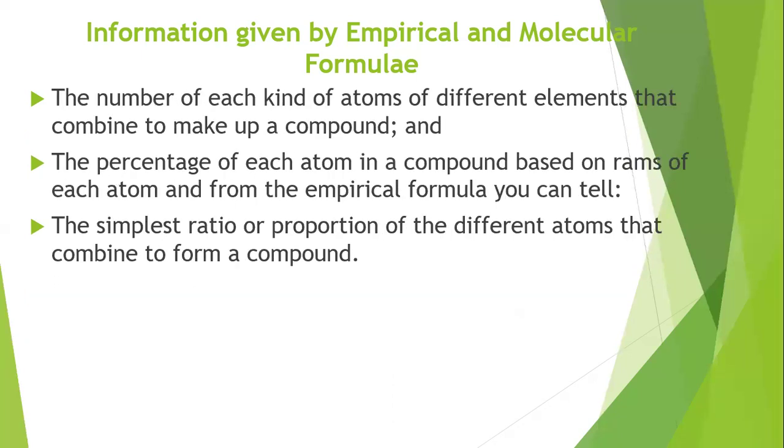Now, from the molecular formula you can tell the number of each of the atoms of different elements that combine to make up a compound and the percentage of each atom in a compound based on the masses of each atom, and from the empirical formula you can tell the simplest ratio or the proportion of the different atoms that combine to form a compound.